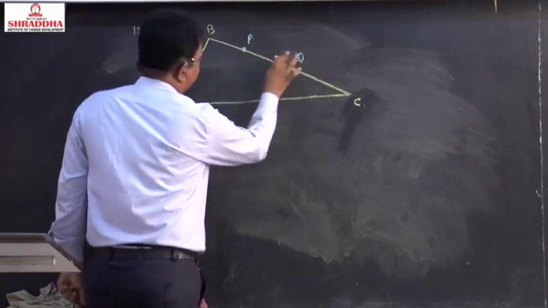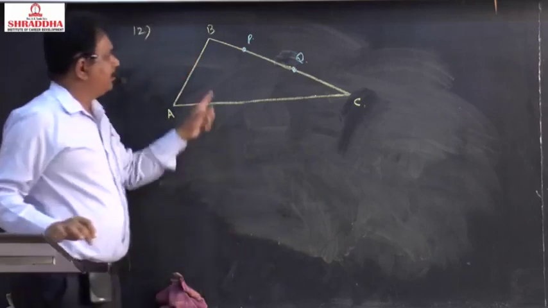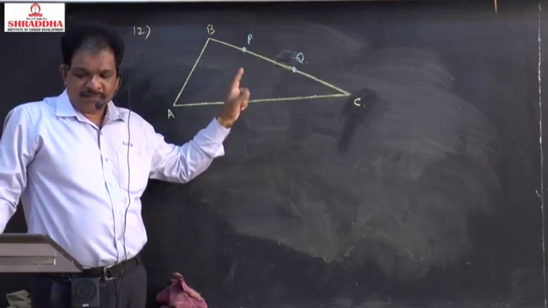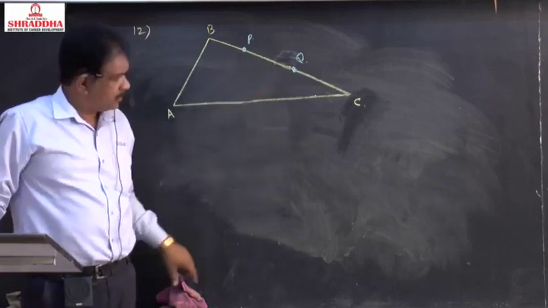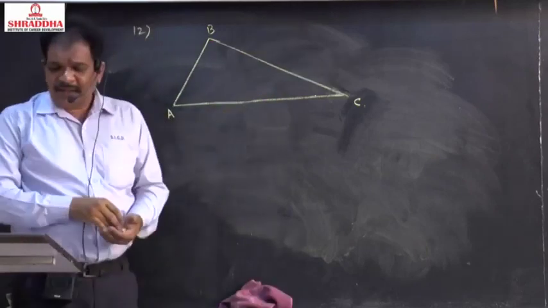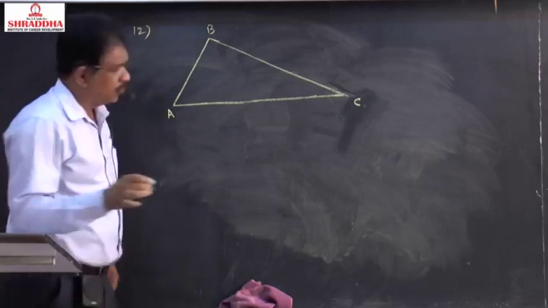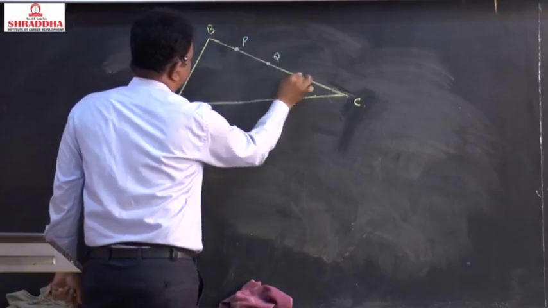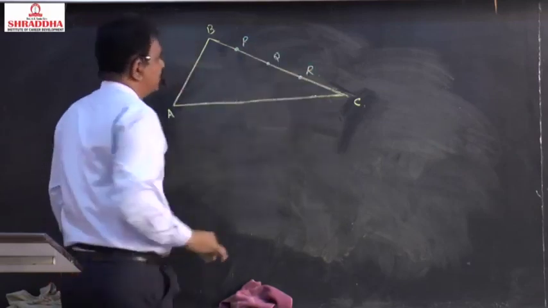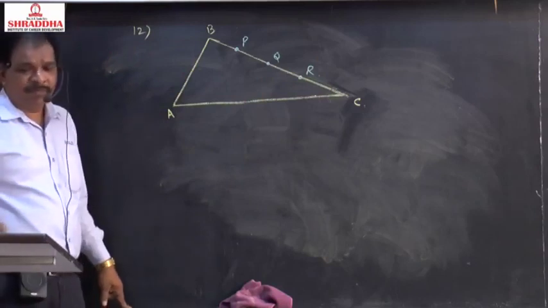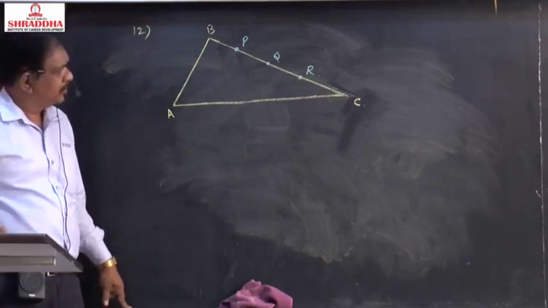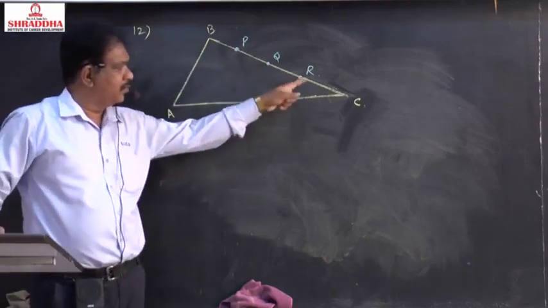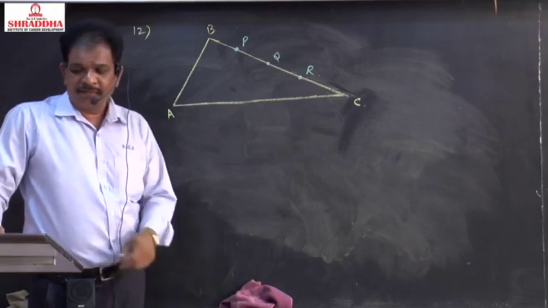So what we will get? BP is how much? In the same way, PQ is 4 parts. This BC is divided into P, Q, R. All are the same only. BP how much? PQ also how much? BP is equal to PQ is equal to QR is equal to RC. Okay.